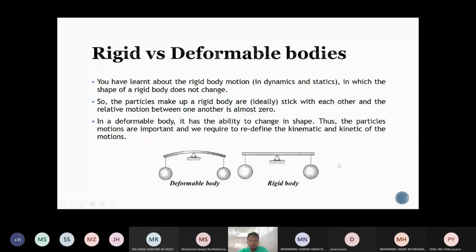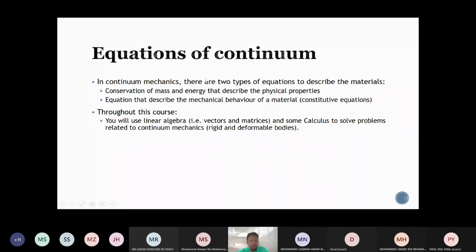So in continuum, we have equations, which later on we will learn about. The equation sounds like nothing special. Okay, so there are two types of equations. First is the equation related to conservation of mass and energy. I think you have encountered the words conservation of mass and energy in subjects like thermo and fluid dynamics. In continuum solid mechanics we also use a similar conservation equation: conservation of mass and energy.